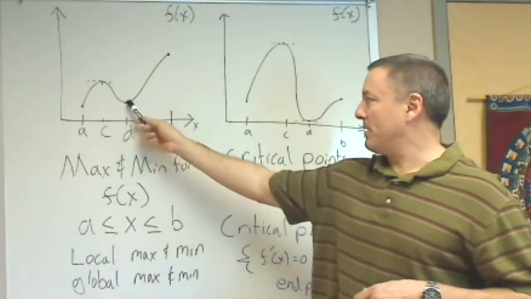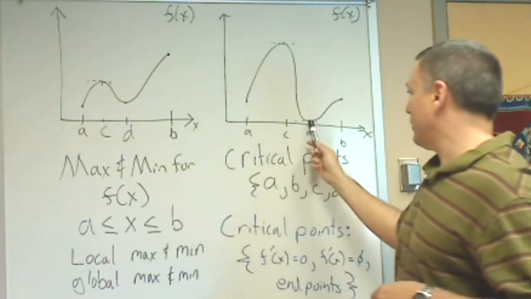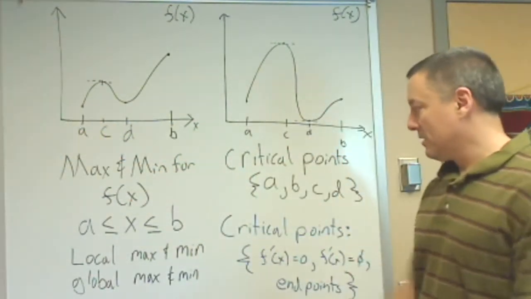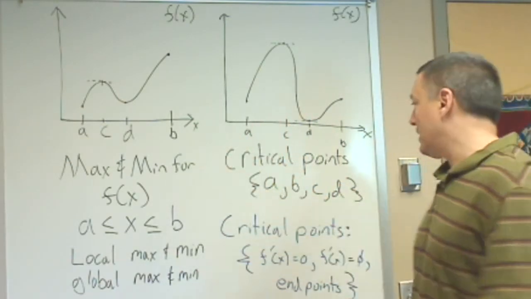And similarly for mins, we have a local min here, but the endpoint actually has a lower value. And over here we have a local min that is also the global min. So we've got these terms defined. And these are two possible different examples we could be looking at.